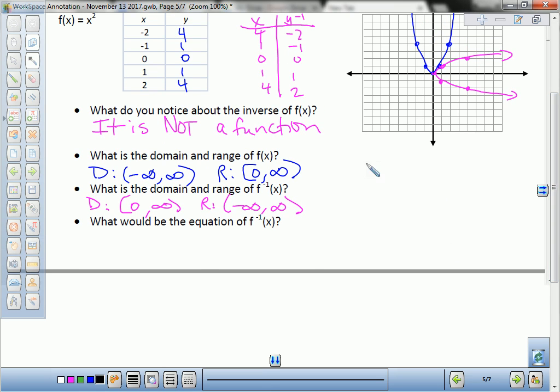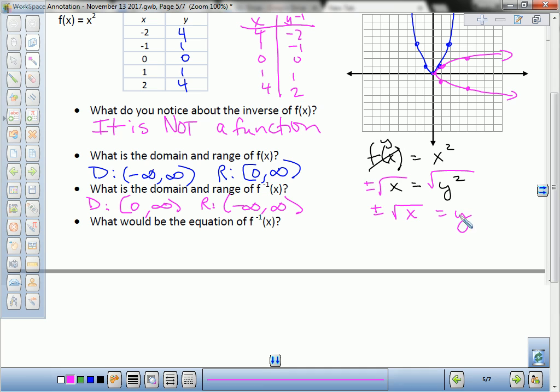So to find it, f of x equals x squared. F of x we kind of think of as y. We switch the x and y. So we get x equals y squared. And then to solve this for y, we would merely take the square root of both sides. And when you do, you get the plus or minus. So we get plus or minus square root of x.